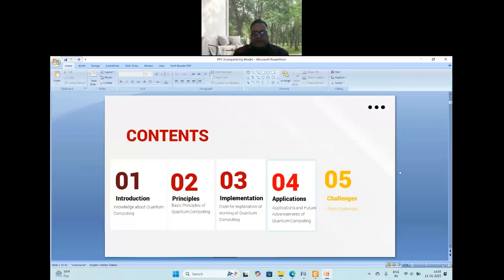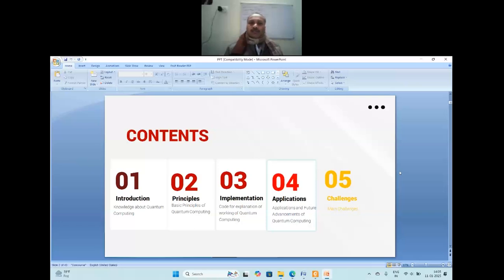Okay, so this is the content in which I have divided the PPT into five topics. The first one is the introduction, the second is the principle, and the third is the implementation. Principle and implementation both show the application of quantum computing or quantum cryptography, and after that, on the basis of these applications, I'm considering the challenges. That's why the color coding also explains it a little bit.